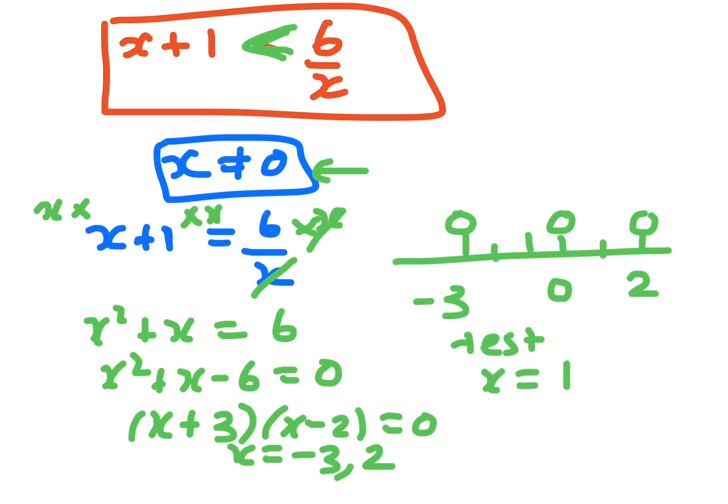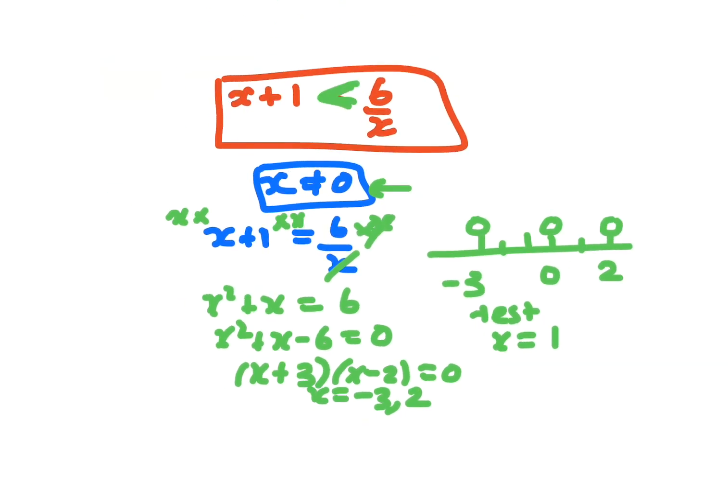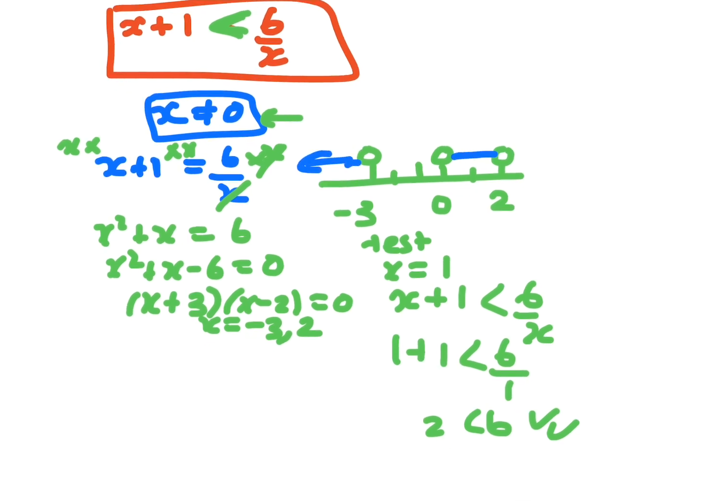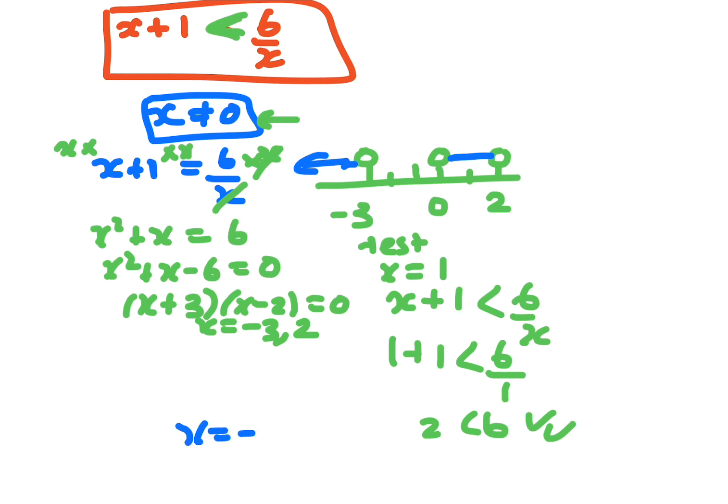So if you put in, say, x equals 1 into this inequality, x plus 1 over x is less than 6 over x. 1 plus 1 over 1 is less than 6 over 1. 2 is less than 6, which is true. So that will mean that it is true in here, and it'll also be true there. You could test that point as well, like if you put in, say, minus 4, something down here. It's not necessary though, but you could test there.